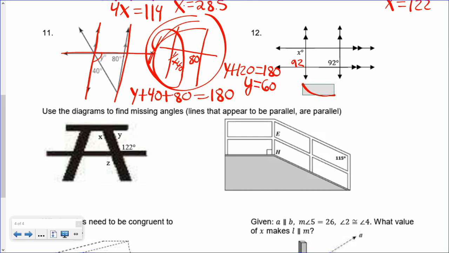So I'm going to move this right here using corresponding angles. See how I'm writing little notes to remind myself how we're doing this? I move the 92 over. Now, can I find a relationship between the x and the 92? Consecutive interior. So when they're consecutive interior, they should add to 180. So x plus 92 equals 180. X equals 88. Good.